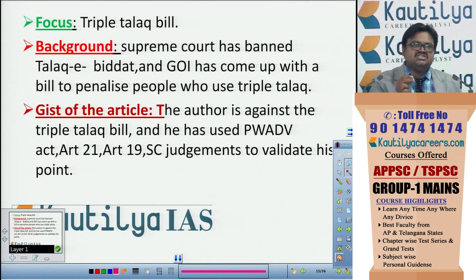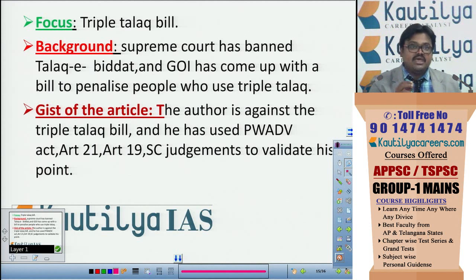So what is the gist of the article? Now the author of this particular article is against this triple talaq bill. There is a specific point in the triple talaq bill which says that if a man pronounces triple talaq, then he can be jailed for a period of 3 years. The author has some reservations when it comes to this.